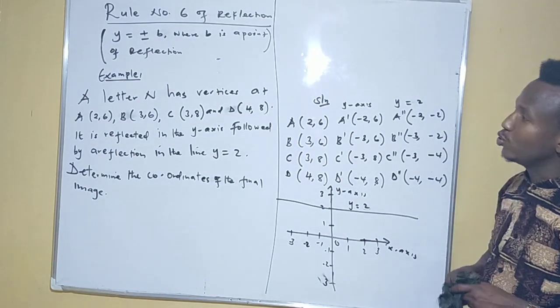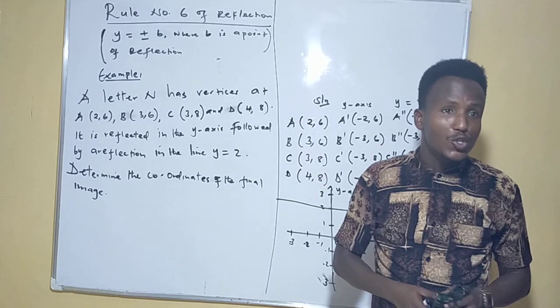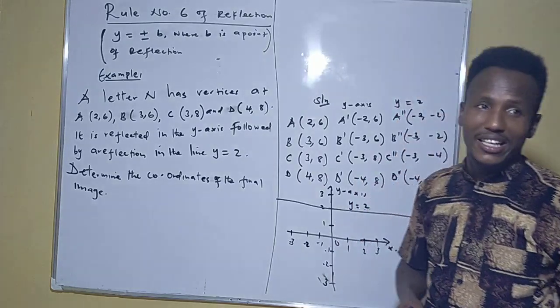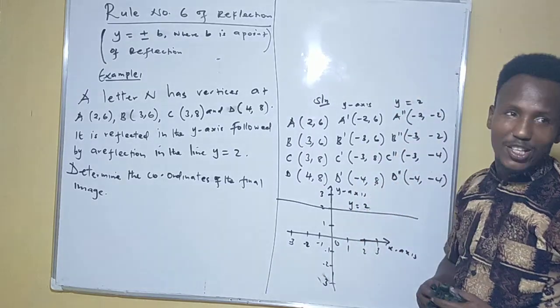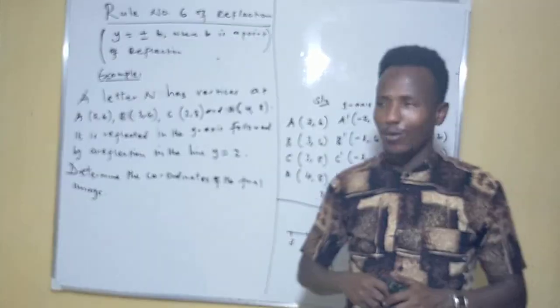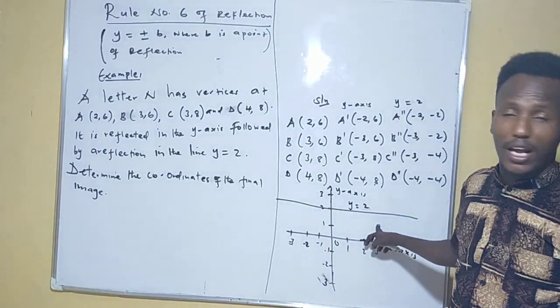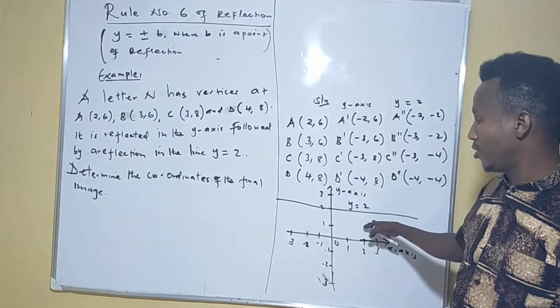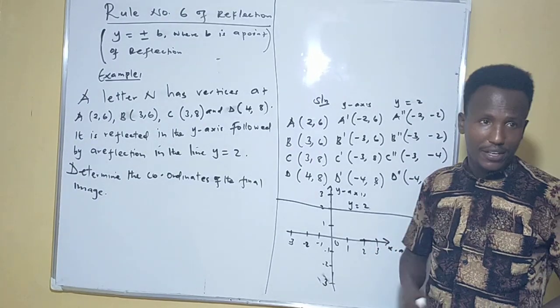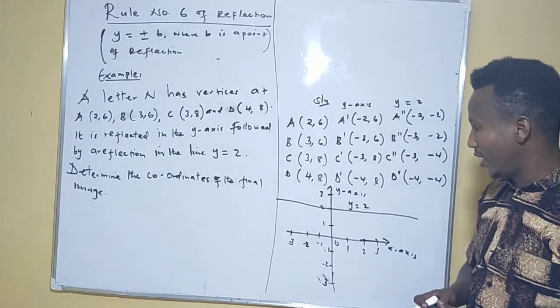This is how you're going to do questions based on rule number 6, where we say that a point is reflected onto the line y is equal to plus or minus b, yeah? You see now. And the line of reflection must be drawn, yeah, okay? This is very, very significant in KCSE or any other examination.